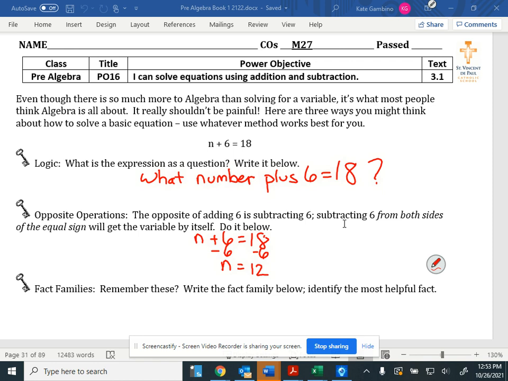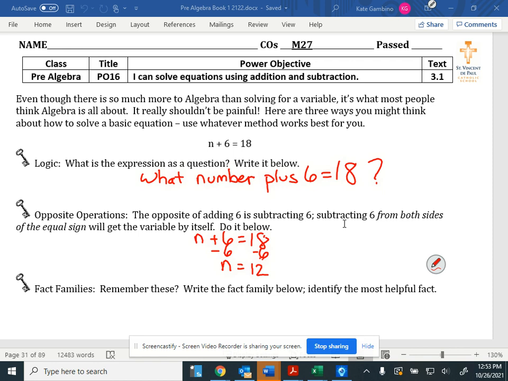Yes? I have learned to do, like, you would do 18 minus 6. That's what I have learned. 18 minus 6. So you can write it right underneath it, but what you do to one side, you do to the other. So you didn't physically write 6 minus 6, you did it in your head. And you got the n by itself. 18 minus 6 is that 12. So what you do to one side of the equal sign, you do to the other side.